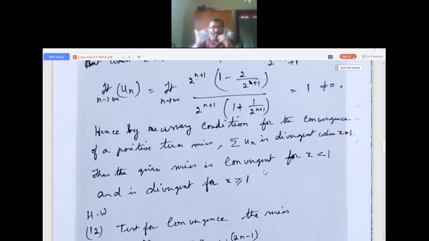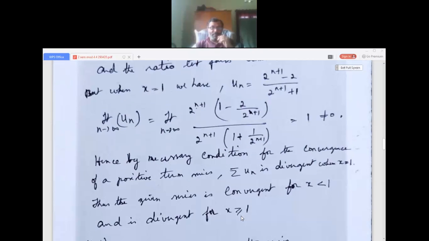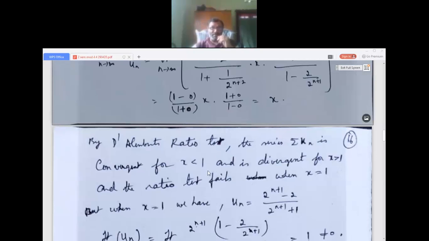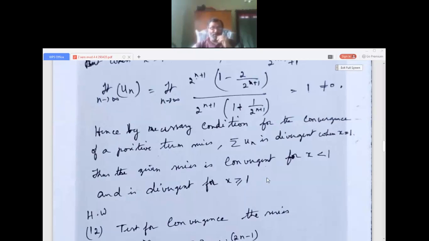The given series is convergent for x less than 1, divergent for x greater than 1. So, therefore we can say the given series is convergent for x less than 1, divergent for x greater than 1, but for x equal to 1 also we got divergent. So we boldly write it's convergent for x less than 1 and divergent for x greater than or equal to 1.